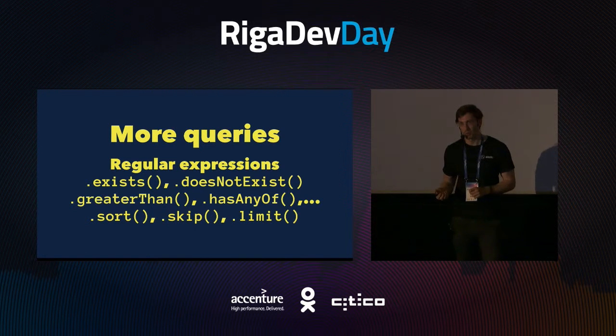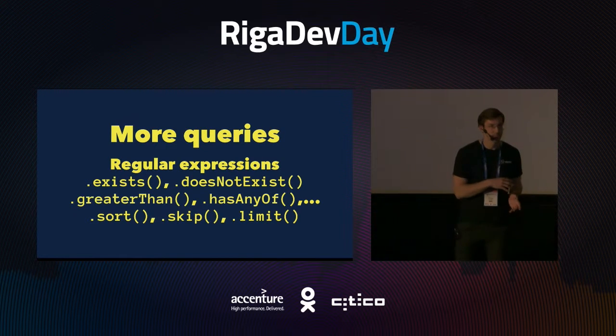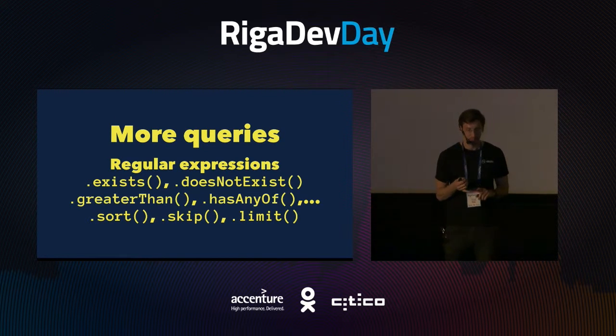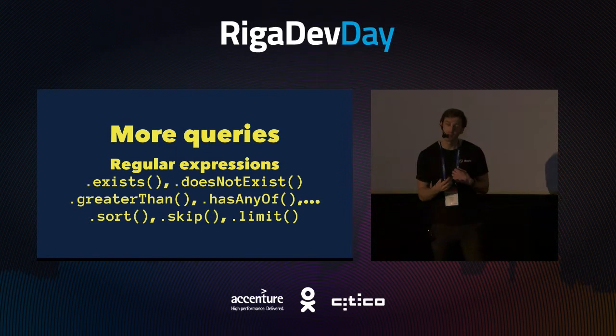And there is much more, like regular expressions, stuff exists, stuff doesn't exist. You have comparisons, you have like skip, sort, limit, all the stuff you would expect in a relational database. So the expressiveness of MongoDB and also Morphia is pretty good. This is like the database that is like kind of the most expressive in general query terms.